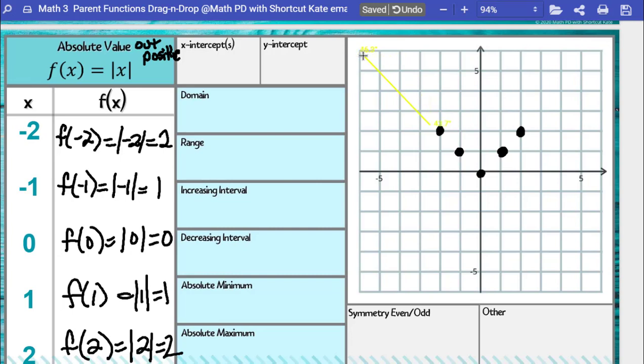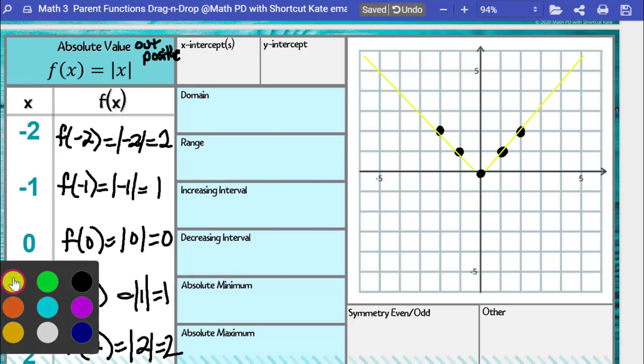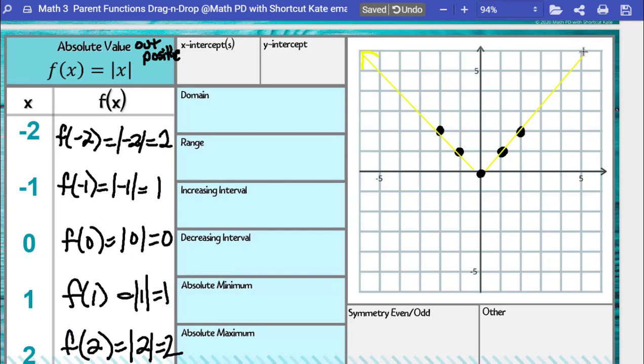And I'm going to go all the way across the graph. And you're going to put your arrows. You've got to put those arrows. That's that behavior where we go to infinity. So make sure you put those on the graph. Okay, the x and y intercept are the same for this graph.